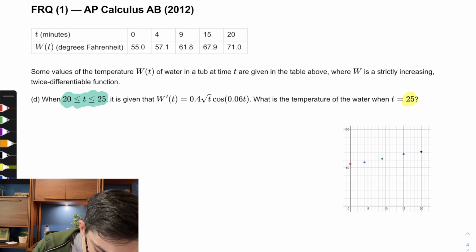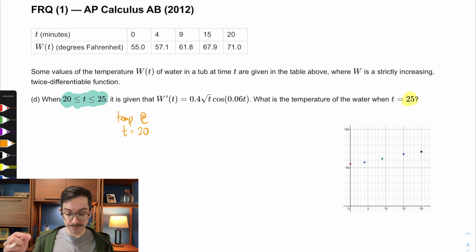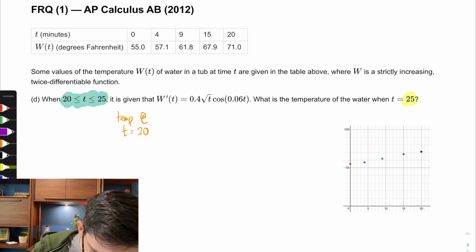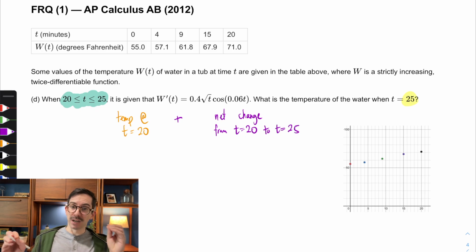So we're going to take the temperature at t equals 20. So that is my initial temperature when this function rule kicks in. And I'm going to add on the net change in temperature from t equals 20 to t equals 25. If we can figure out those two pieces, we'll be done.